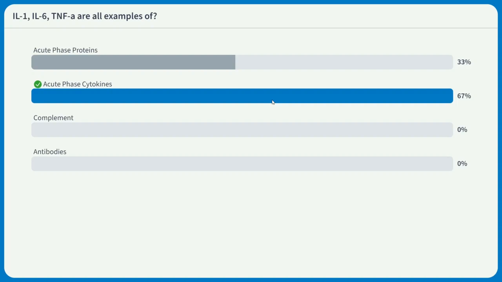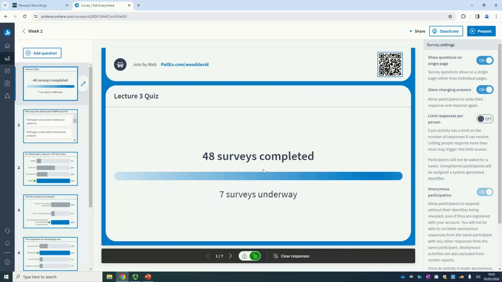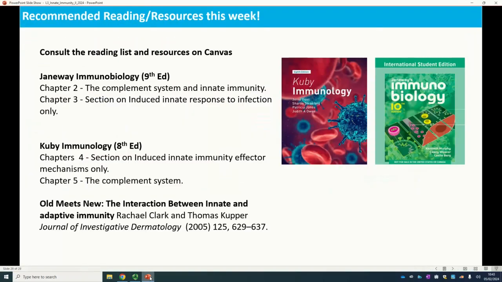IL-1, IL-6, and TNF-alpha are our acute phase cytokines, so don't confuse them with the acute phase proteins, which would be something like mannose-binding lectin. And what are the correct steps in extravasation? It is rolling adhesion, arrest-type binding, and then diapedesis, where the cell migrates through the endothelium, and then migration following the chemokine gradient towards the site of inflammation. And that is it, that's just the reading for this week, and otherwise I'll see you guys on Thursday.